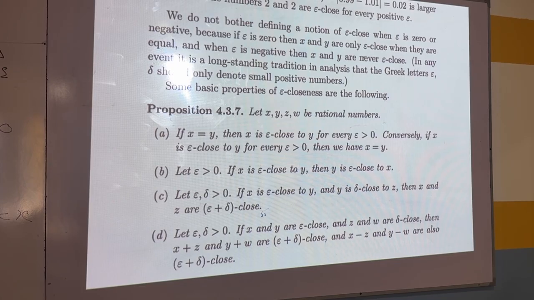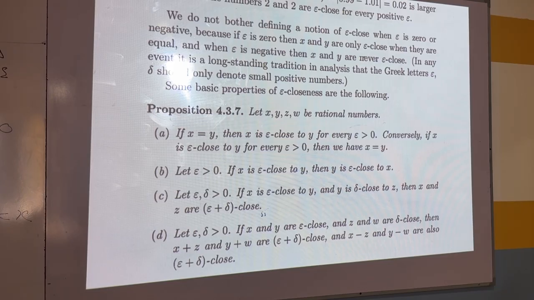Between every rational number and irrational number, there is an irrational number. No, not that one. I remember I gave that problem. No, I'm saying if x is epsilon close to y for every epsilon greater than 0, we have x is equal to y. I did not write it that way, but it boils down to the same meaning.